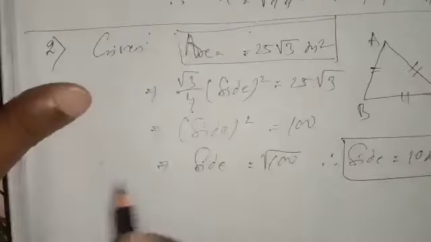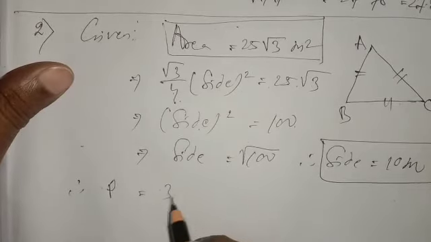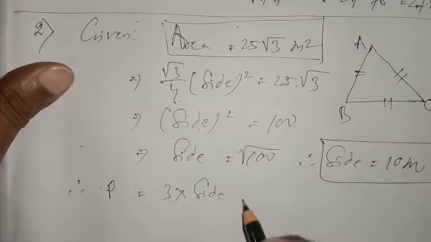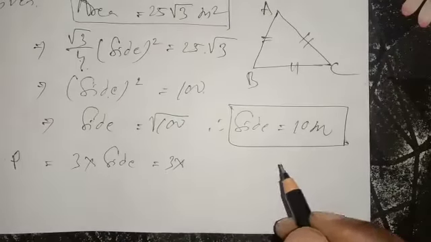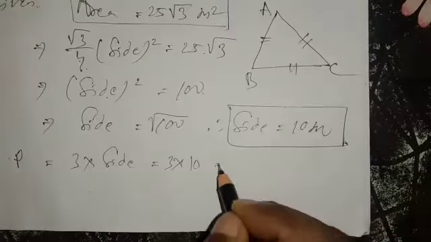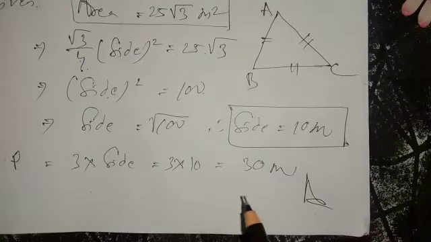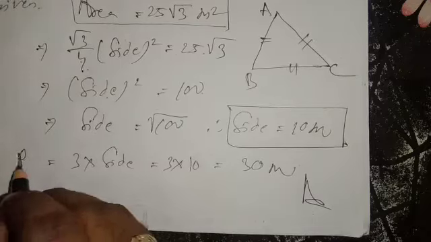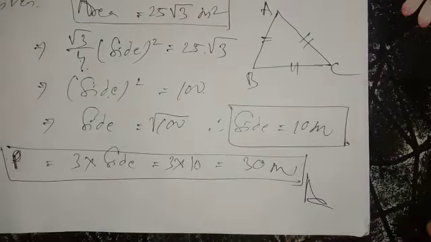And you have to find out the perimeter. Therefore, the perimeter of an equilateral triangle will be 3 into side. So 3 into how much side? How much did you get? That is 10 meters. 3 into 10, 30 meters. Therefore, the second question, find the perimeter of the equilateral triangle, how much coming? 30 meters. Question number 2 complete.